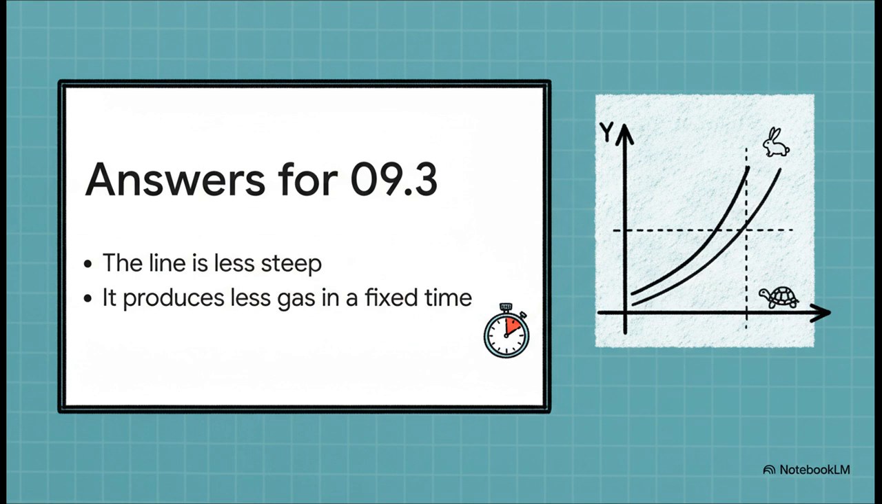Just remember this rule. On a rate graph, steeper means faster. So less steep means slower. Simple as that. You could also say that in the same amount of time, it produces less gas. Or you could point out that the whole reaction just takes longer to finish. Any of those will get you the mark.